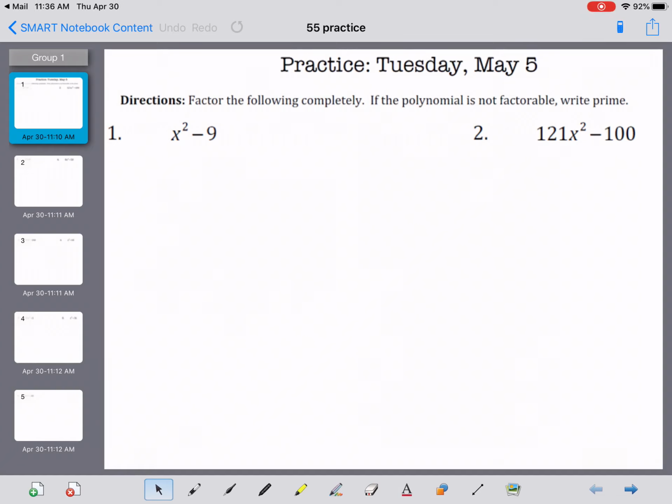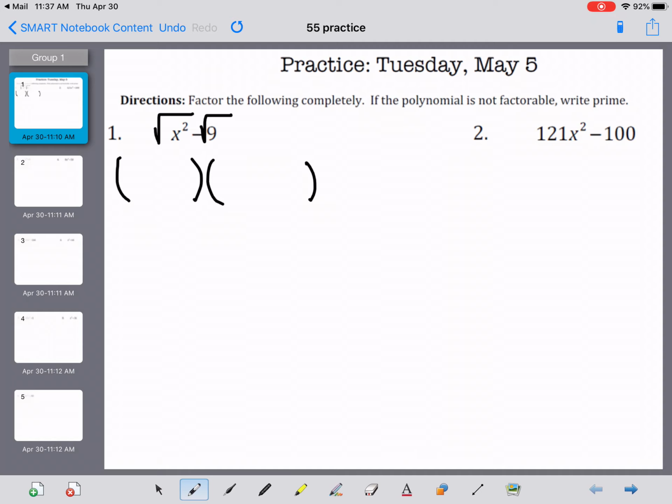Factor the following completely. If the polynomial is not factorable, write prime. So to follow along with what Miss Collini did in her notes, what we're going to do to factor is start by taking the square root of this and taking the square root of this. Then we're going to write our two parentheses.